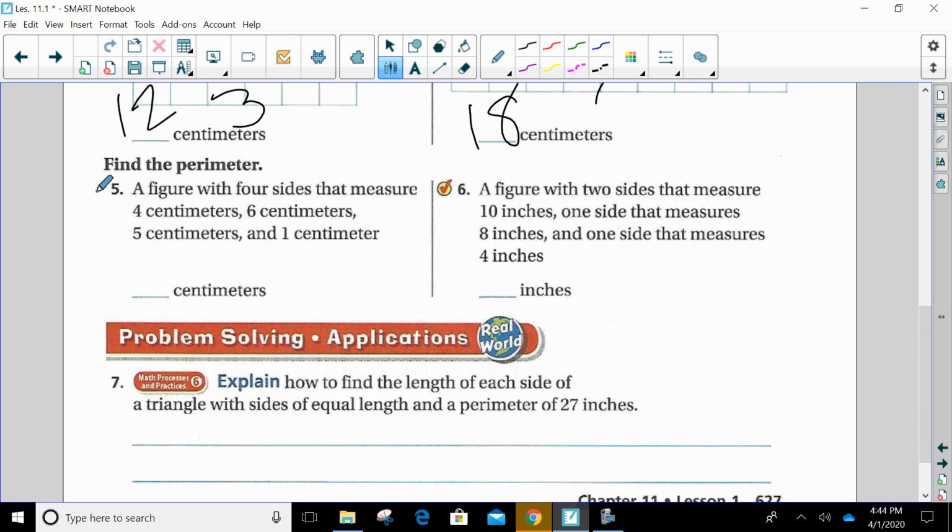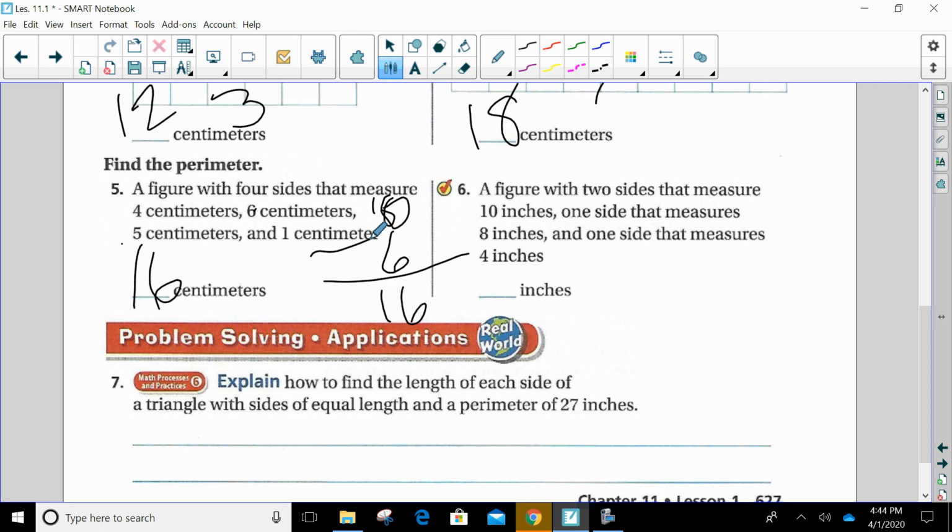So 4 plus 6 is 10. 5 plus 1 is 6. That's a 10, and we have 16. So it's 16 centimeters. Now, it said centimeters. Make sure if it says feet, you put feet. If it says millimeters, you put millimeters.